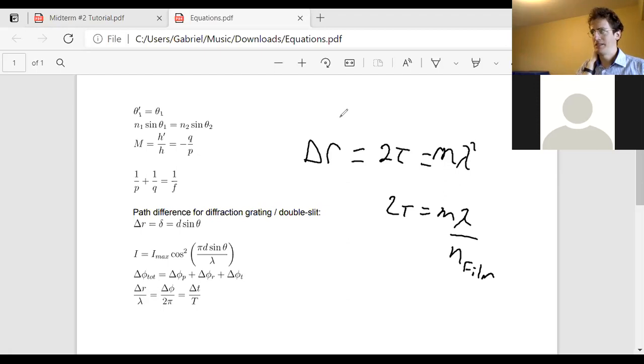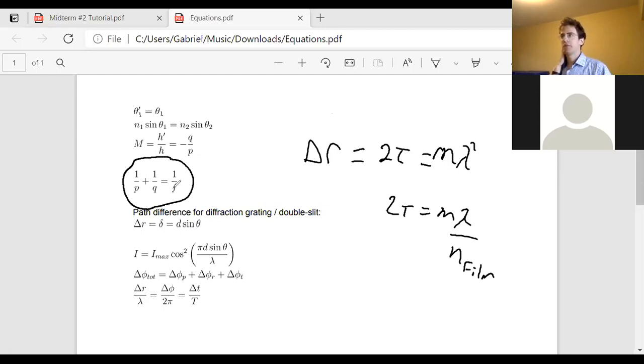That's probably one more formula you want to keep in your pocket for diffraction stuff, which we'll talk about when we get to that. And other than that, be careful, obviously, when you're looking at lenses and mirror questions, that the sign on the focal length depends on the type of lens and mirror.